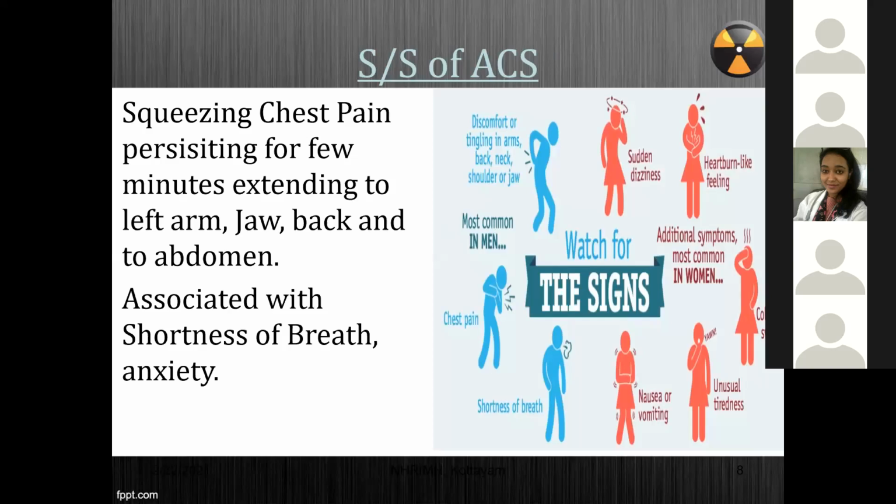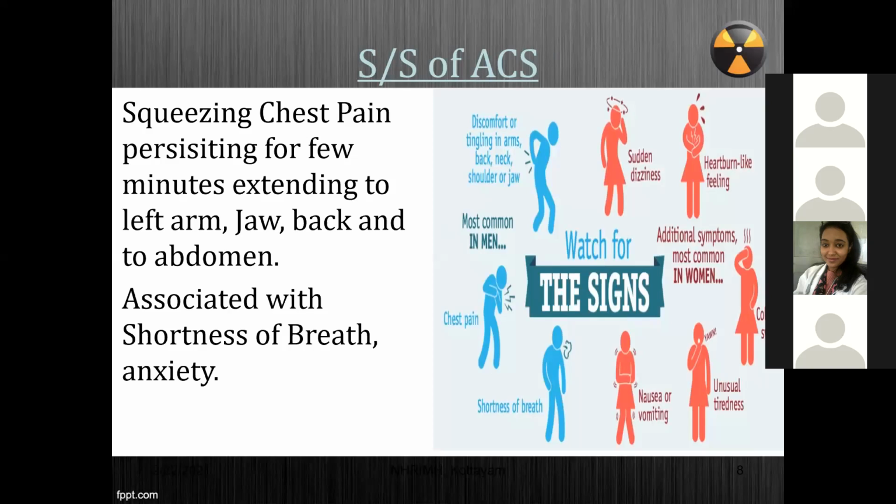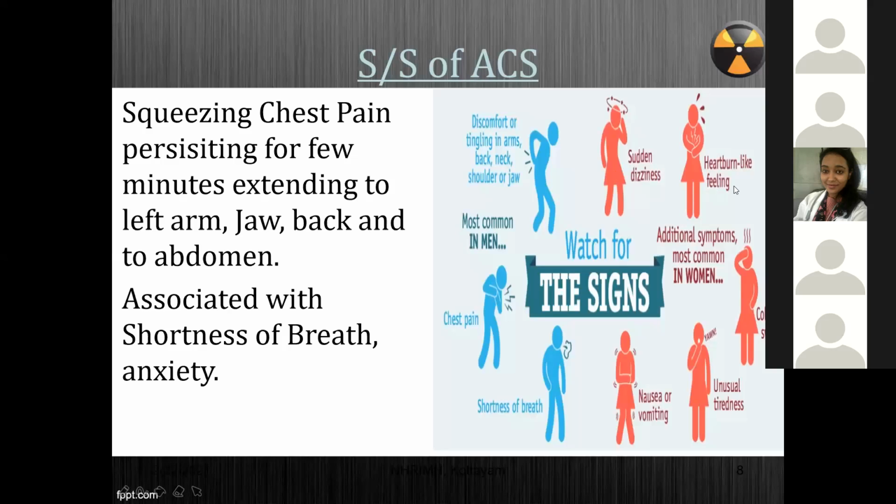It might be chest pain. It might radiate to the left arm, jaw, back, and abdomen. You know very well, it may persist from a few seconds to minutes, or it may be intermittent, especially on exertion, etc. It is also associated with shortness of breath and anxiety. There are other symptoms like unusual tiredness, nausea, vomiting, sudden dizziness, heartburn-like feeling, discomfort in the back, neck, shoulder, jaw, etc. So all these things may add up.